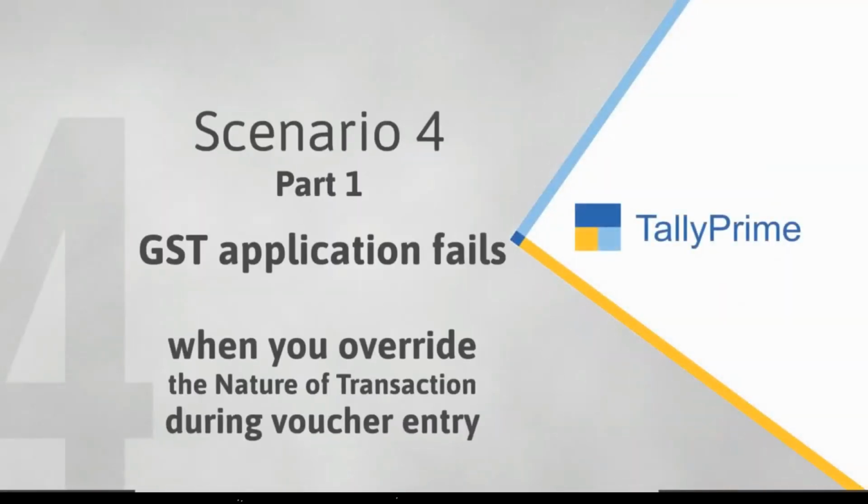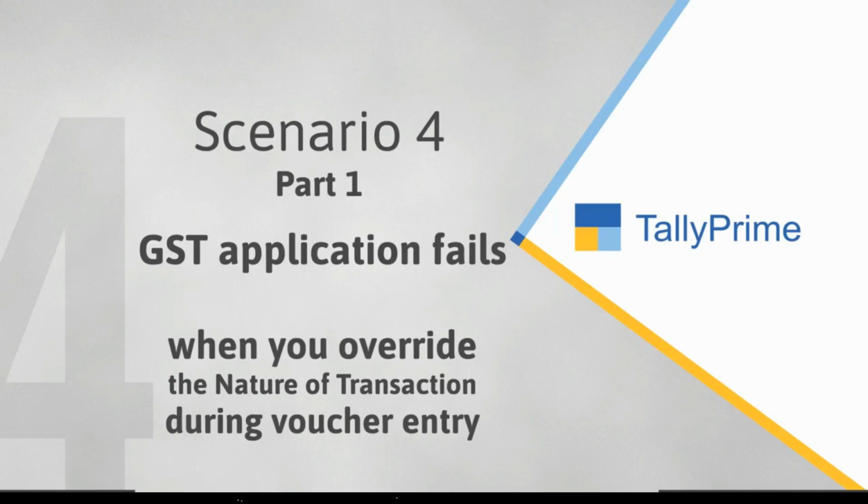Scenario 4. The next scenario in which GST calculation fails is when you override the nature during voucher entry. As you know, you can configure a specific nature of transaction for a sales ledger to use only in particular type of sales, for example, sales taxable for local taxable sales and interstate sales taxable for taxable sales made to parties in other states. You can also opt not to configure any nature in order to use the same sales ledger in all types of sales transactions.